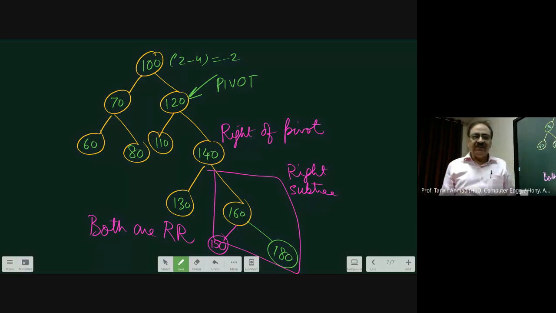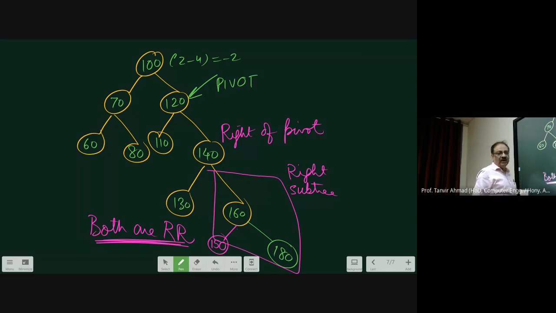Because you are inserting in the right subtree of 140. You are inserting in the right subtree of 160. That means right of pivot is 140. Right subtree of 140 is 160. You are inserting either 150 or 180. Both become right in the right subtree. But if I inserted at 130, this would not be an RR. Are you getting it? That is why I say both are RR.